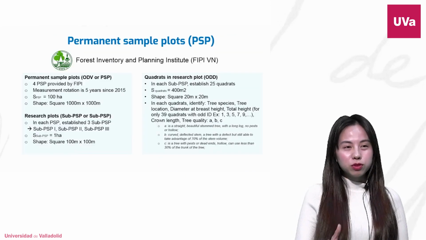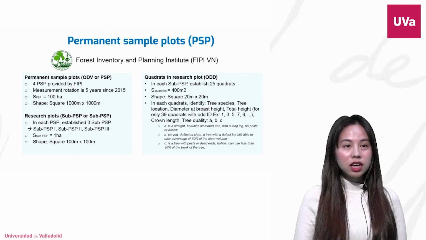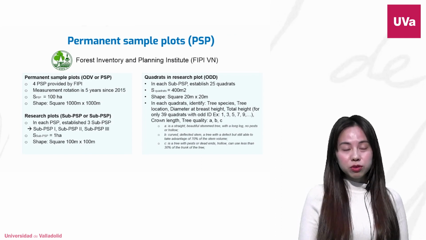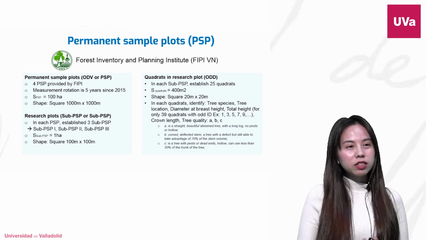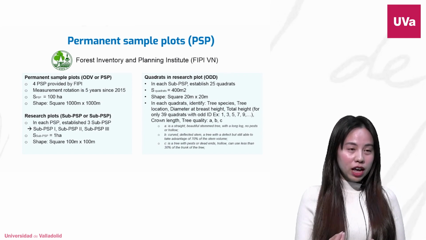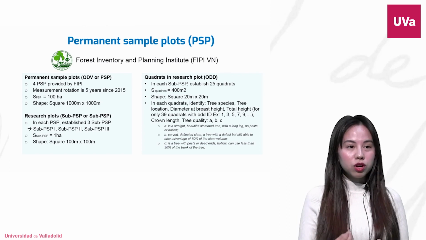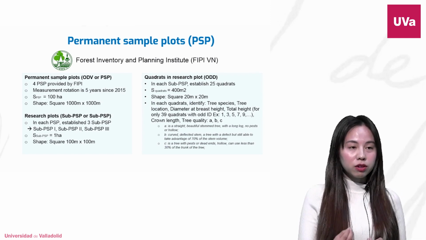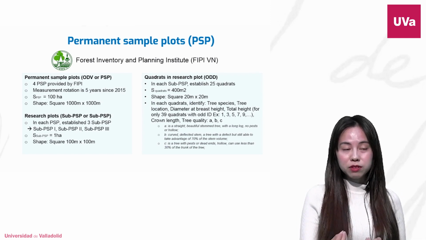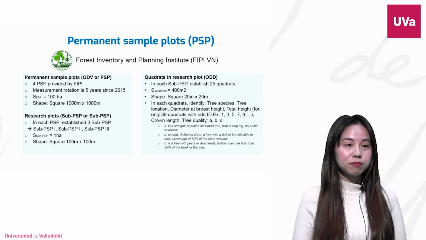Together with the two plots, we also obtained 4 permanent sample plots provided by the Forest Inventory and Planning Institute, which is an agency of the Ministry of Agriculture and Rural Development of Vietnam. Each permanent sample plot has an area of 100 hectares, and each is divided into 3 sub-plots, where every tree with a diameter at breast height above 5 centimeters is identified, recorded, and georeferenced.